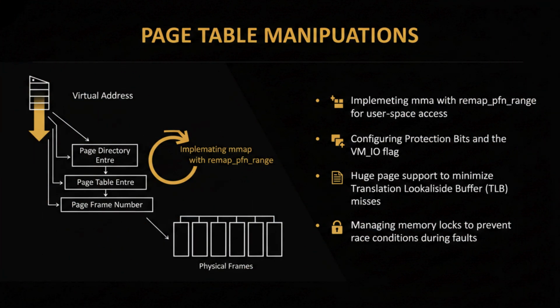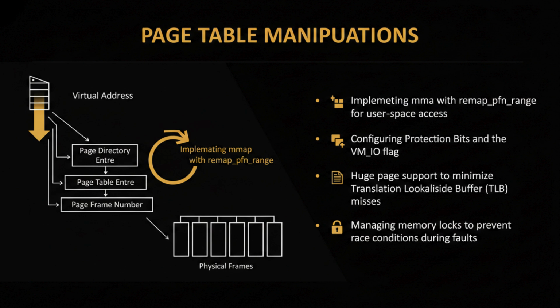For maximum performance, your driver may need to manually manipulate page tables. This is especially true when providing user space applications with direct access to specialized memory via the mmap system call. Within the driver's mmap implementation, we use functions like remap_pfn_range to map the physical frame numbers of our specialized memory into the user process's page tables. We must set the appropriate protection bits, read, write, or execute, and ensure the VM_IO flag is set to prevent the kernel from trying to swap these pages to disk.